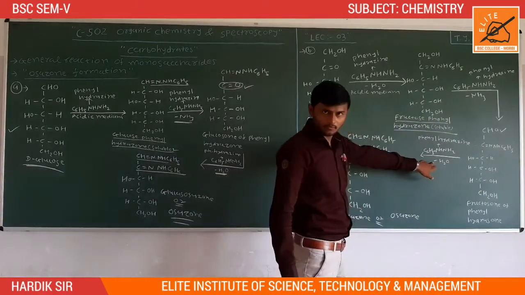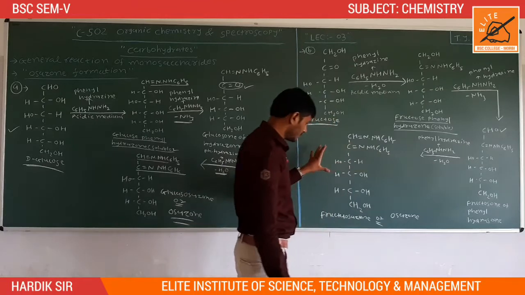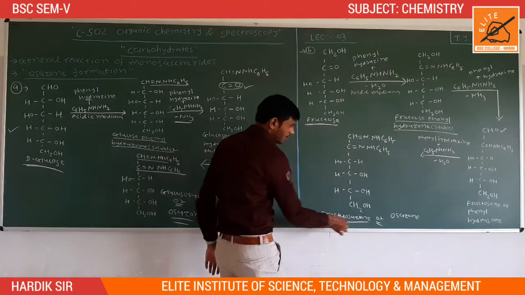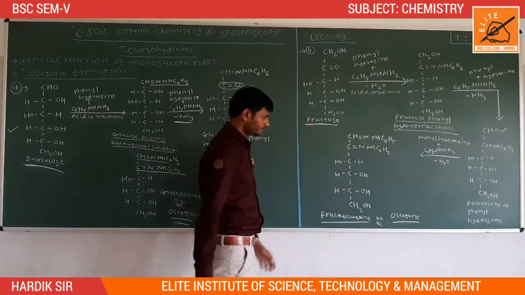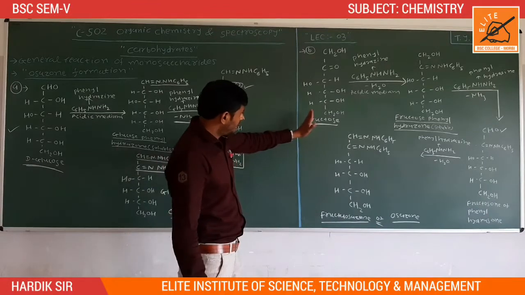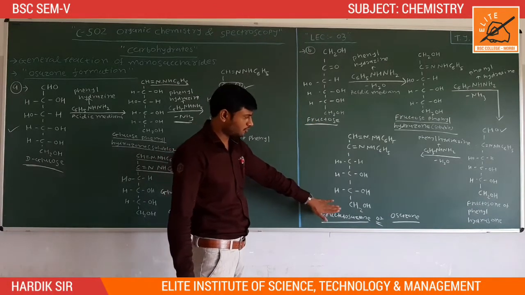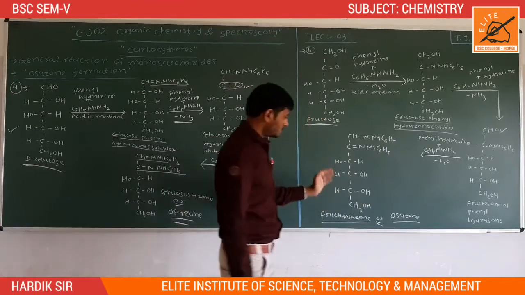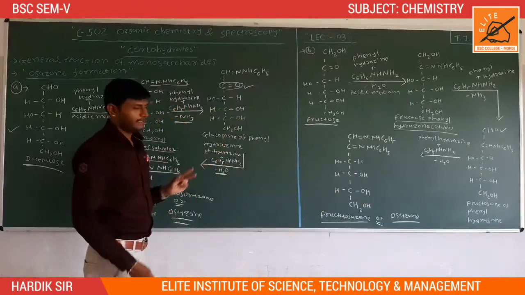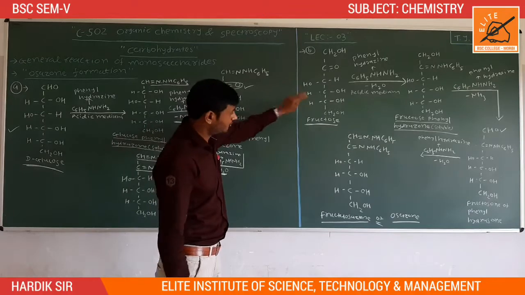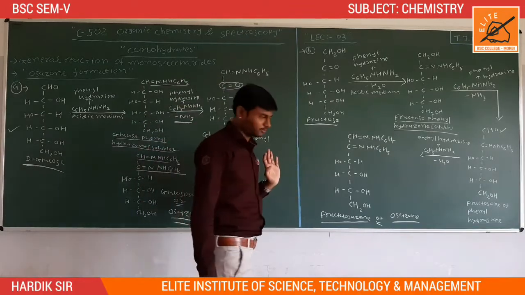And one water molecule was removed to produce a fructosazone, or osazone. Because it is produced from the fructose, it is called fructosazone. Osazone formation from the fructose is called fructosazone.